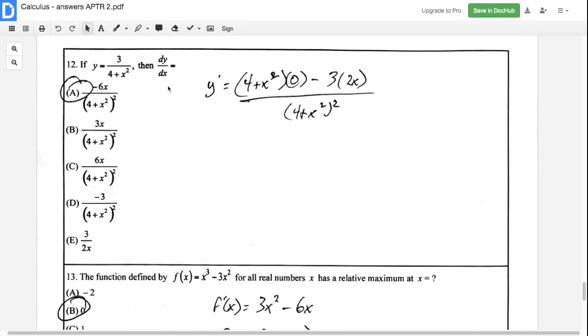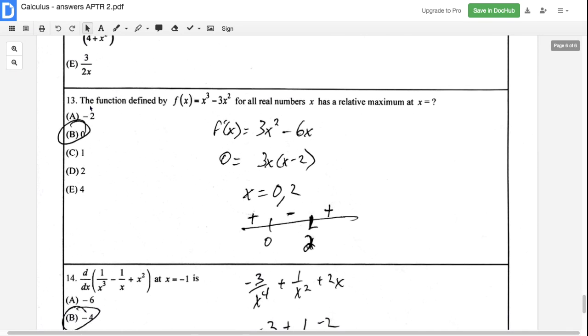12, we want to find the derivative. Looks like I did the quotient rule. You could also, if you wanted to, put this whole thing in parentheses and move it up to a -1 and then do chain. Looks like I just thought it was easier to do quotient rule. So we have bottom times the root of the top minus the top times the root of the bottom over the bottom squared. And so this goes to 0. I get a -6x on top, and I get a 4 plus x squared on the bottom. So it matches up with A.